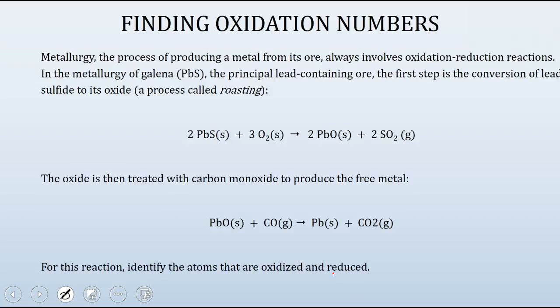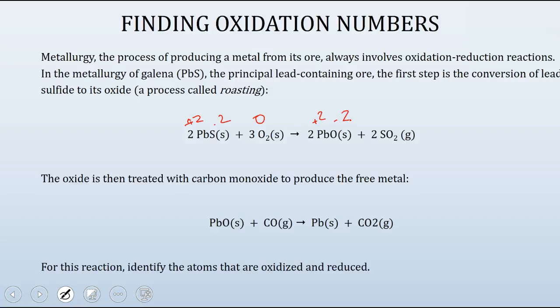So what do we have to do? We have to determine what's happening. So in the first one, Pb is a +2 charge. Okay, sorry, +2. S is a -2 because it's an ionic bond. O is in its elemental form, so it's 0. Then we go over here. Well, Pb is still a +2. O is a -2 now.